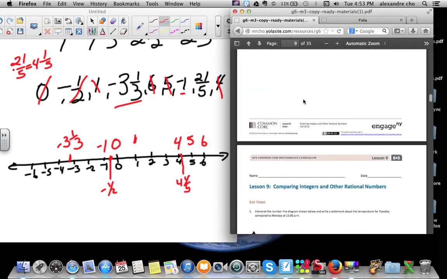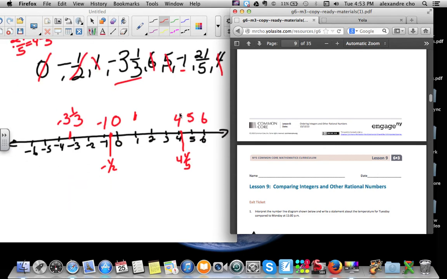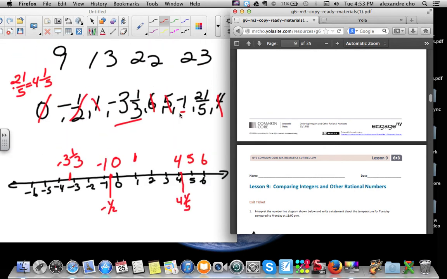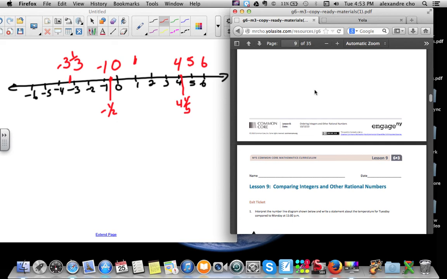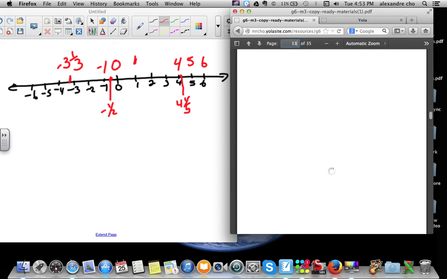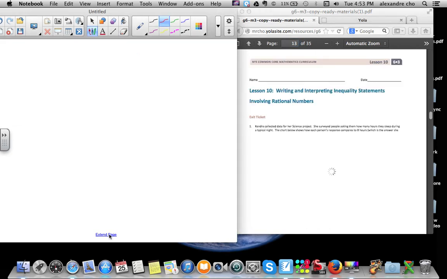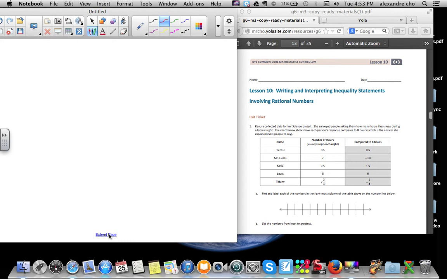And that was page 9, and then we're going to page 13. Yes, we are. 13, 22, 23. Okay, 13 coming. Okay, so on page 13, that's what we see we have. Ooh, all right.